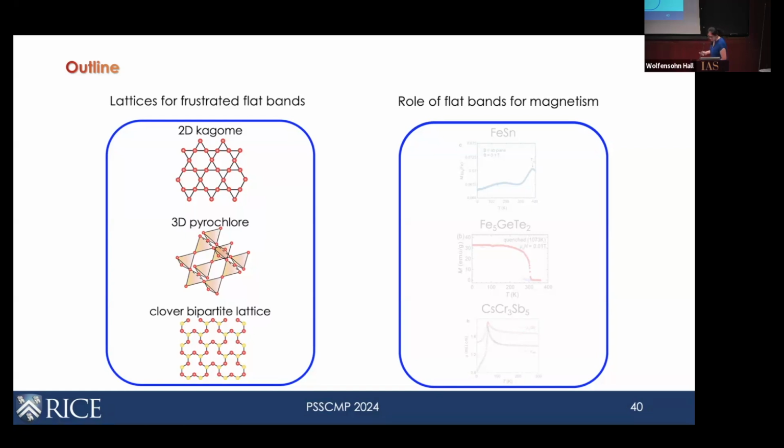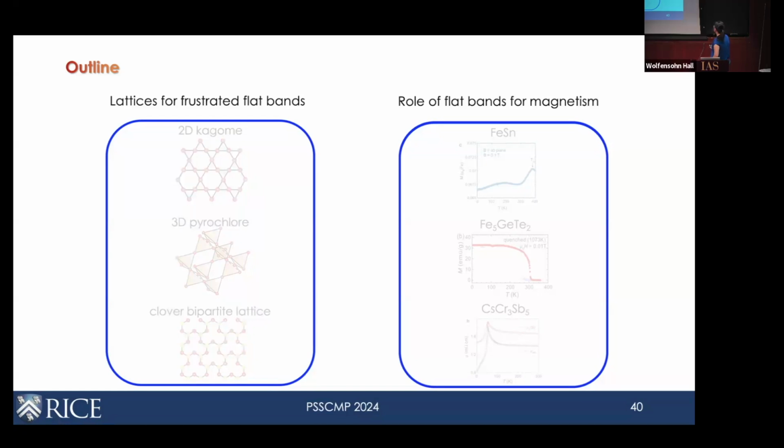I want to then take the rest of the time to go on to the second part, which is, given the flat bands that we have found in various systems, what do they do? And I'm going to try to show you some of our results and our interpretation of our results from three bulk systems where flat bands have been found near the Fermi level, and they also have emergent orders in them as well. So that's the next part.